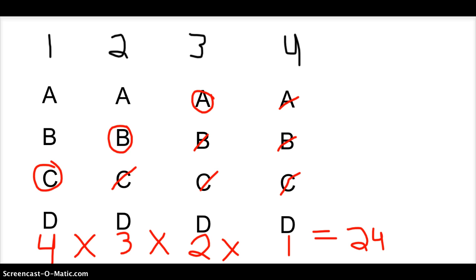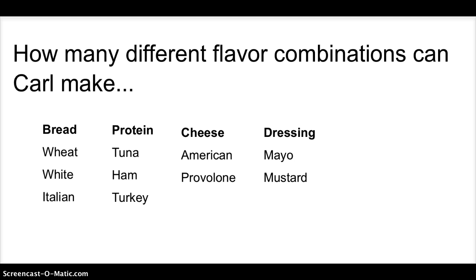Let's take a look at a different problem. How many different flavor combinations can Carl make? Now in this scenario, he has to choose at least one bread, at least one protein, at least one cheese, and at least one dressing. So remember, it's all about the choices you have in each category.